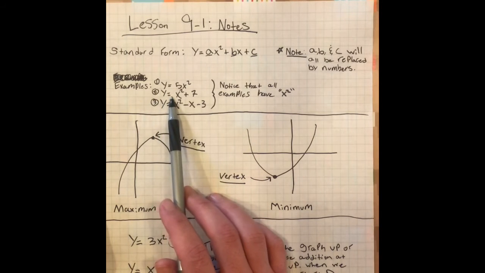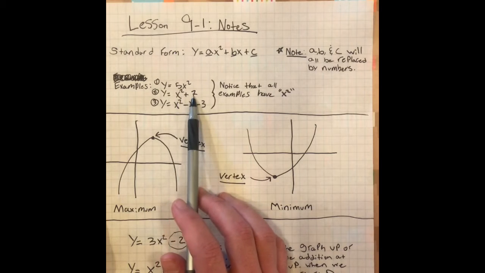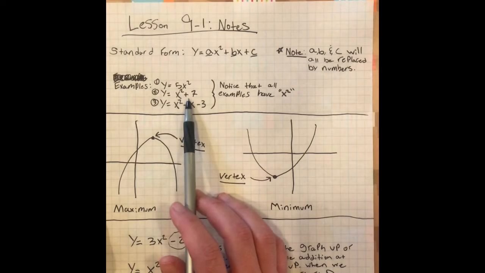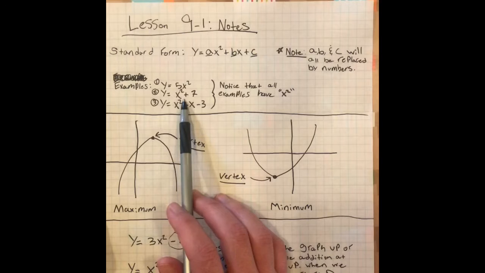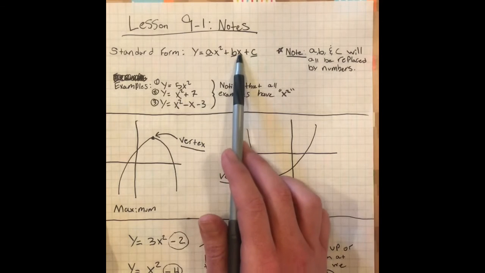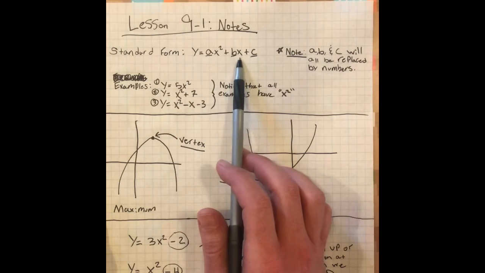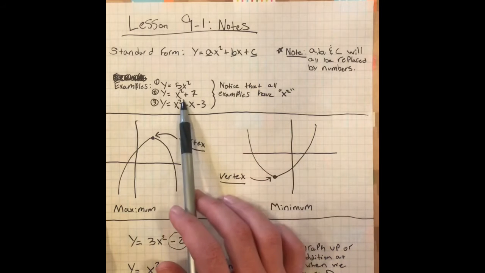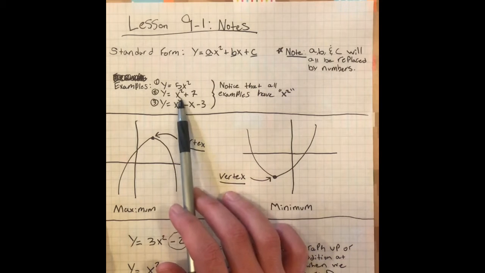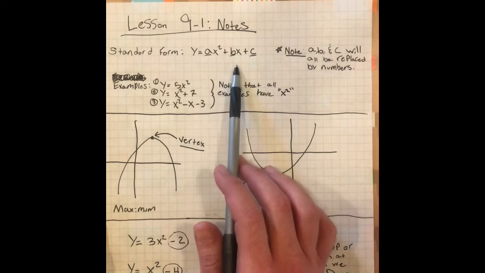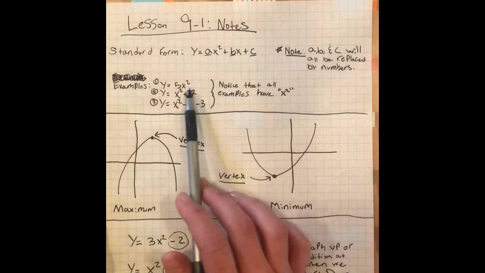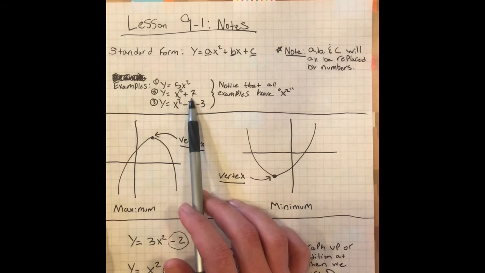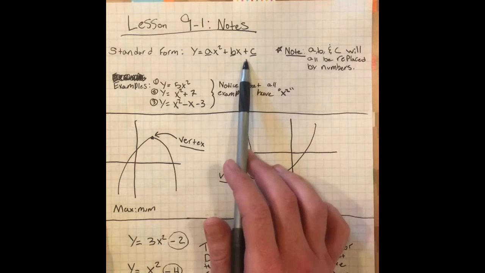Example 2, y equals x squared plus 7. Now I like this one. It's a little tricky. B is going to be 0. Why? Well, because b is supposed to have a single x near it, or a variable. There is no single x here. We have an x squared and we have just a number. So b is missing. bx is missing. So that makes this positive 7 our c value.